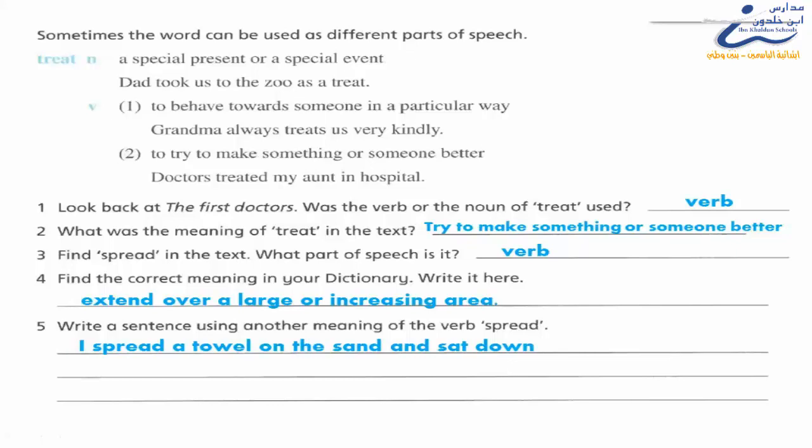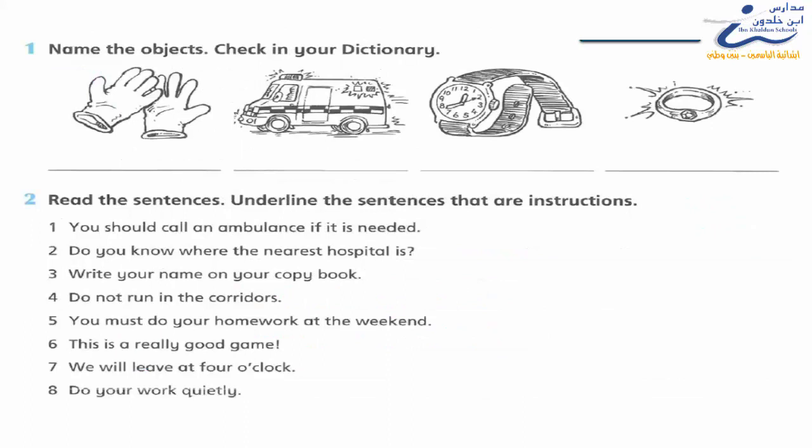Let's move to the next exercise. This is page 88. Number 1. Name the objects. Check your dictionary. You have 4 objects. Please tell me the names of these objects. Number 1. Correct. Gloves. Number 2. What can you see in the picture? Exactly. Ambulance. And number 3. Watch. That's it. The last word or the last picture.